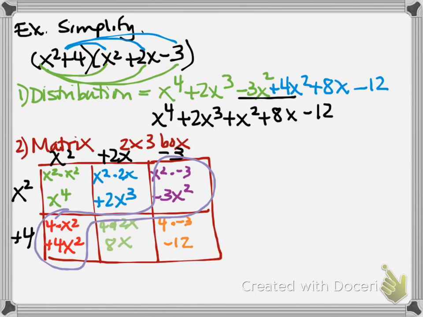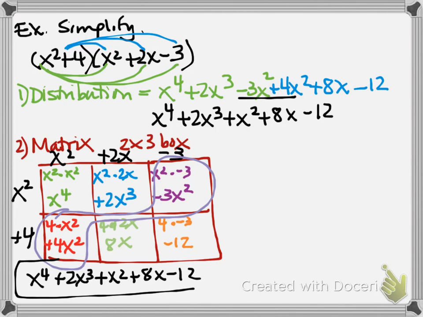Okay? So when we put everything together, in descending degree order, we have x to the 4th plus 2x cubed. Let's see, negative 3x squared and positive 4x squared is positive x squared. We have an 8x, and we have a minus 12. We get exactly the same answer we had before.